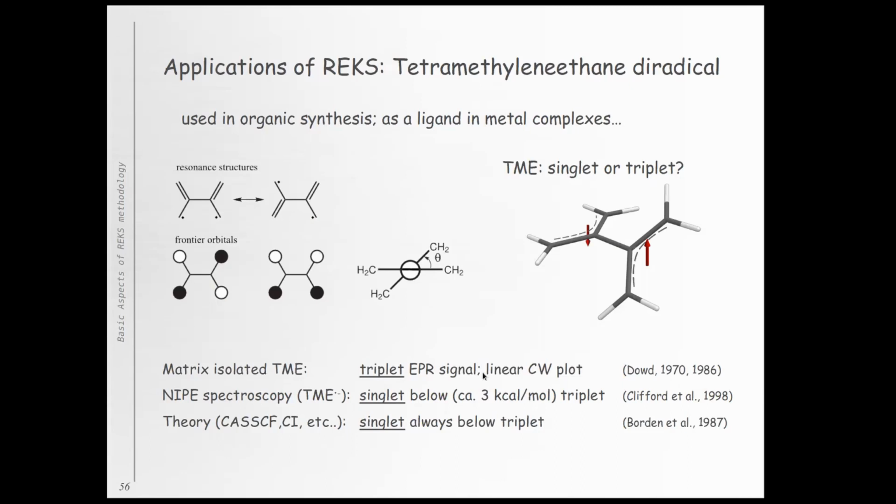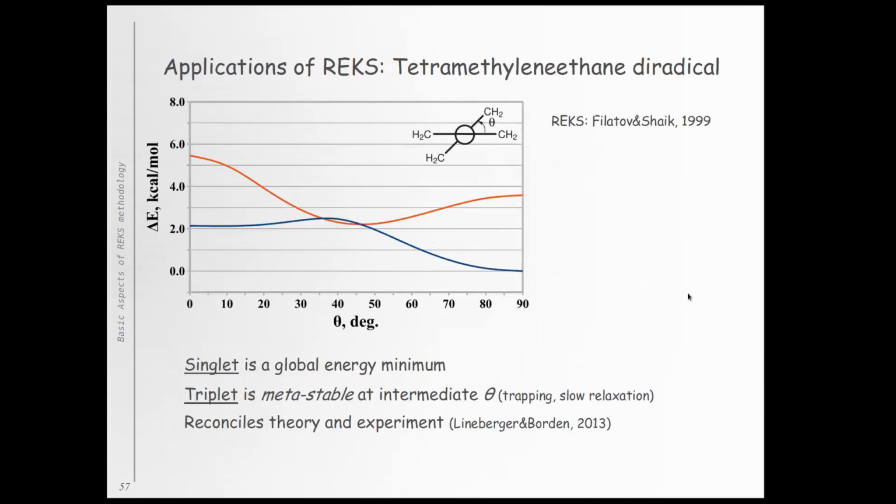Some experiments indicated that it may have either a triplet or singlet ground state. And we did a REKS calculation for this molecule. You see potential energy curves for the singlet state, which is blue, and for the triplet state, which is red. For the triplet state, we used the usual spin restricted open shell Kohn-Sham. These curves are shown along the bond twisting coordinate, this twisting angle around the center of the CC bond. And as you see, the two states even cross at the REKS level.